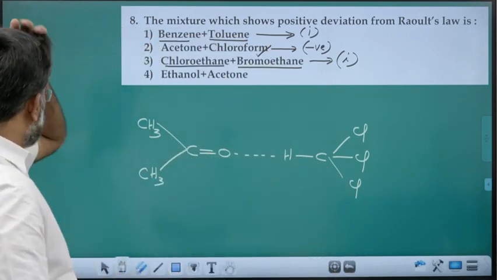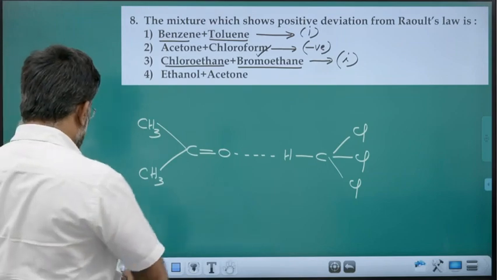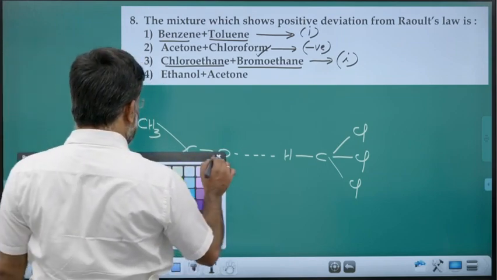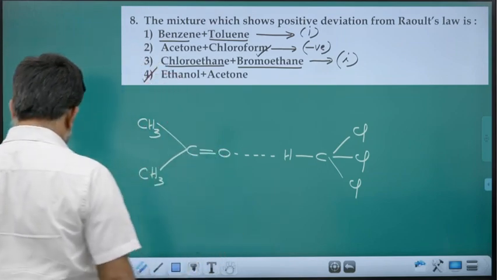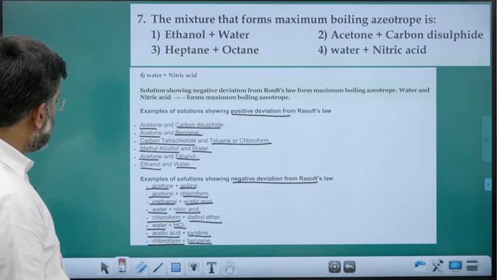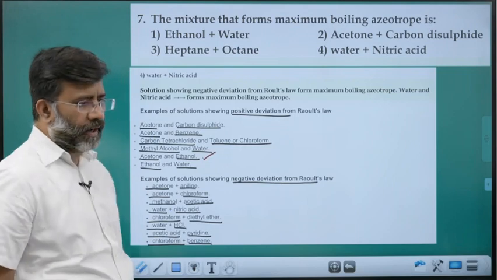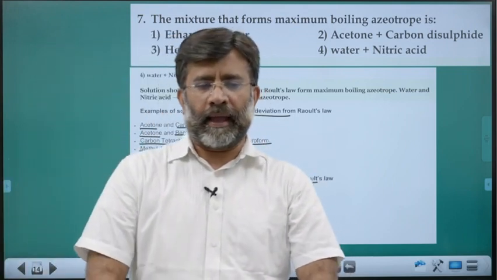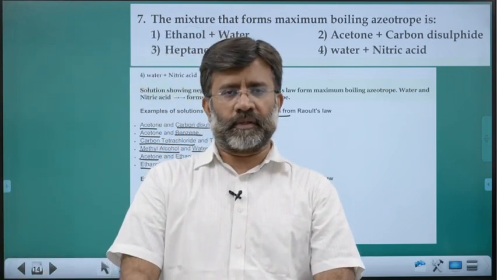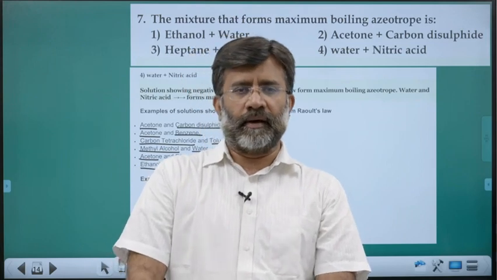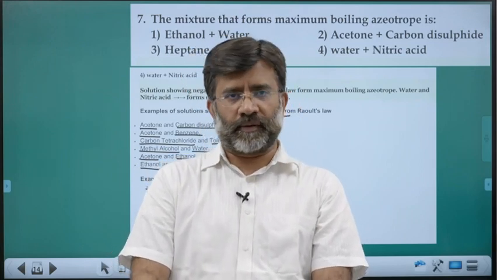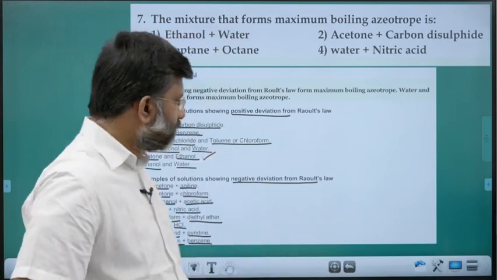So quite naturally, the answer is ethanol acetone. And that too was commented on here, ethanol acetone. You see the example here. So try to go through as many examples as possible related to this kind of example-based question. Okay, next one.